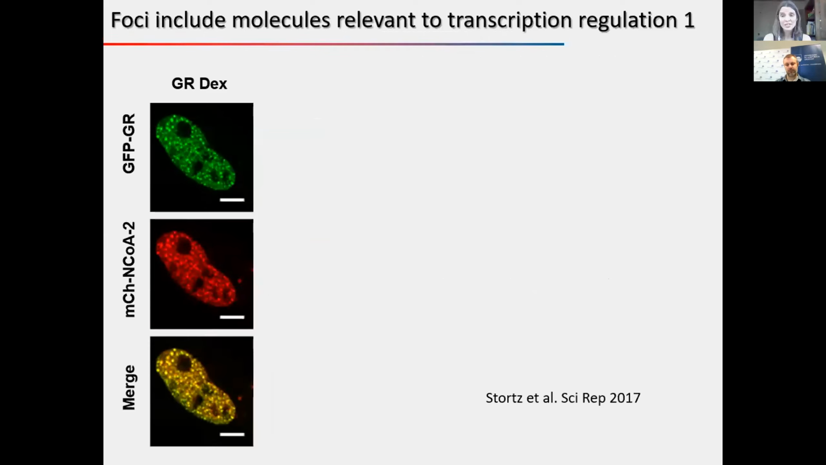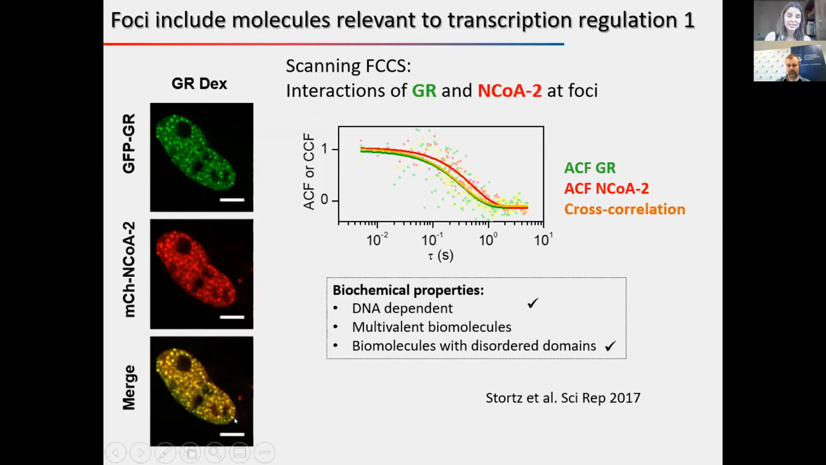Regarding other molecules that may be involved in these foci, I showed you before in NCOA, you can see the complete co-localization between GR and this co-activator. We also did scanning FCS experiments and could observe that the cross-correlation at foci, not in the whole nucleoplasm, but at foci, GR and NCOA interact. So the cross-correlation was positive for the dynamics at foci.